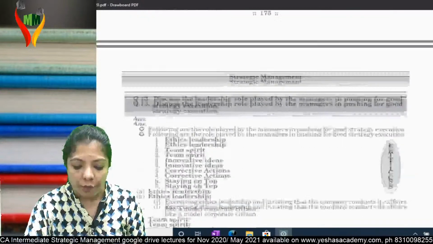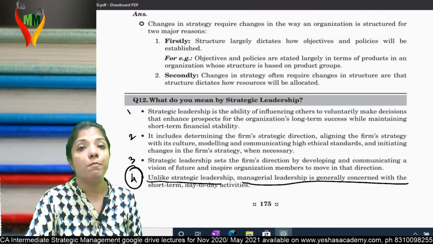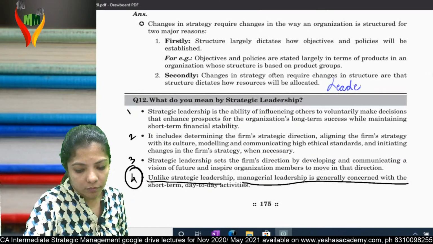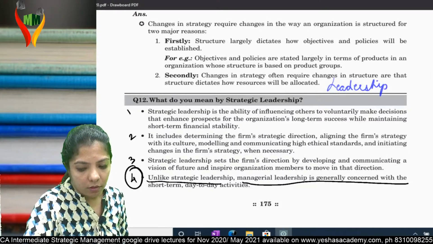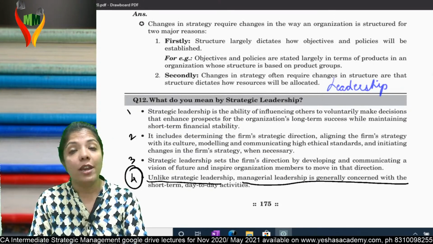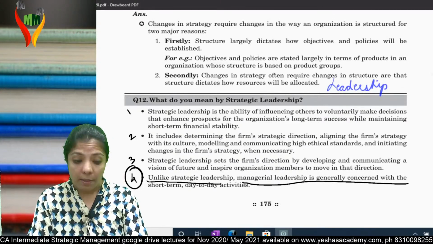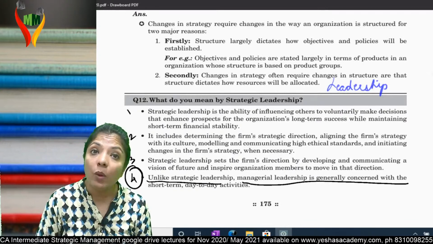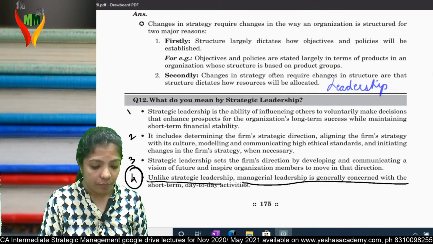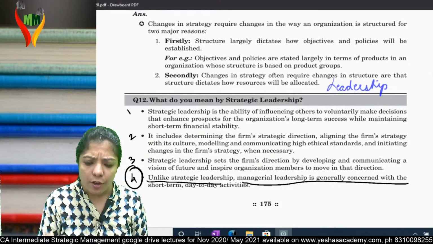And give the heading to part 2 of chapter 7: leadership. Boss, in the implementation phase, you cannot implement without leaders, because leaders keep on motivating their employees. It's very important to have leaders. Am I clear?